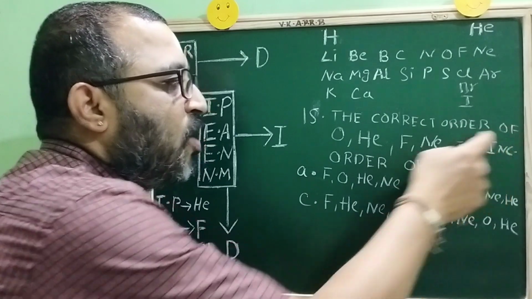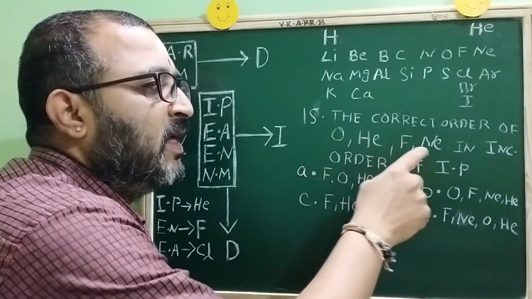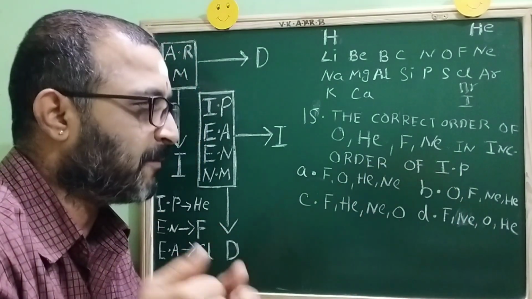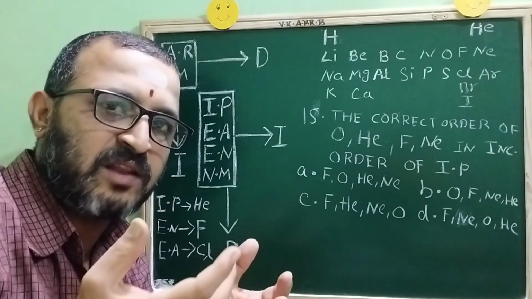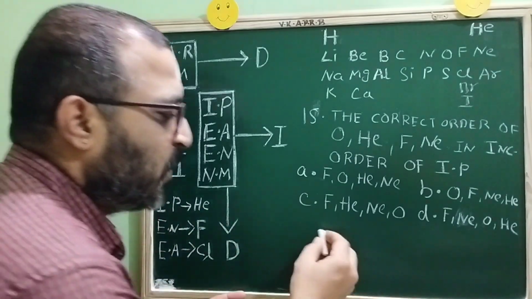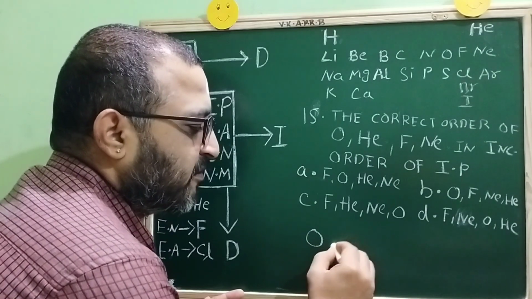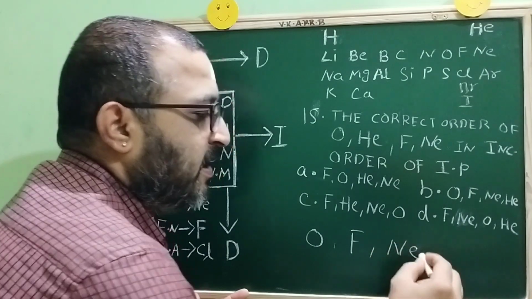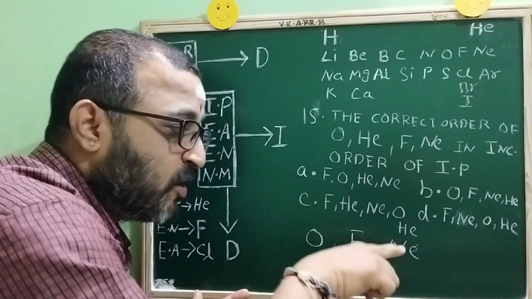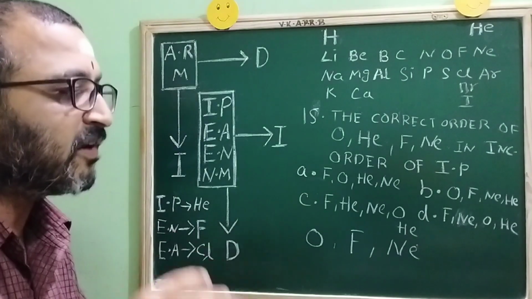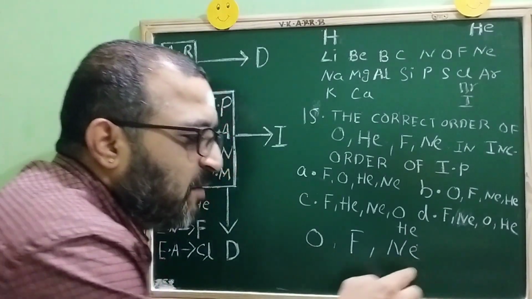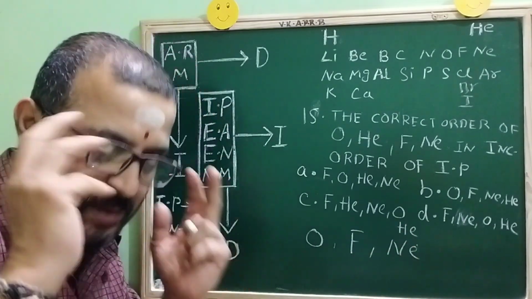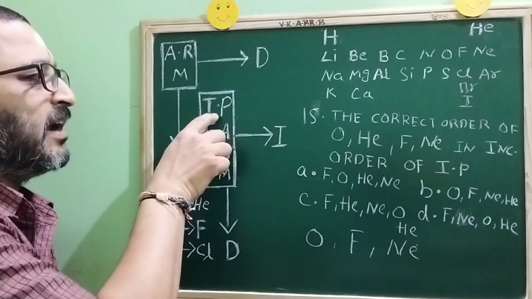The correct order of oxygen, helium, fluorine and neon in increasing order of ionization potential. Now, as usual, we'll arrange all these elements just like how they appear in the periodic table. When I do that, it is something like this. Oxygen, then fluorine and then neon, then on the top of neon we have what, children? Helium. Now children, common sense says that these 3 elements belong to period 2 and these 2 belong to group 18. So keeping that in mind, we'll check it out here.